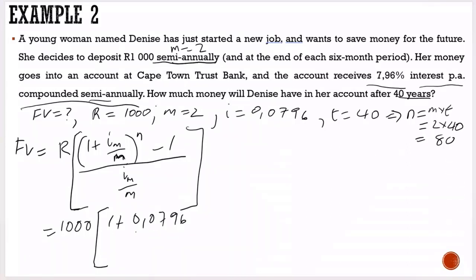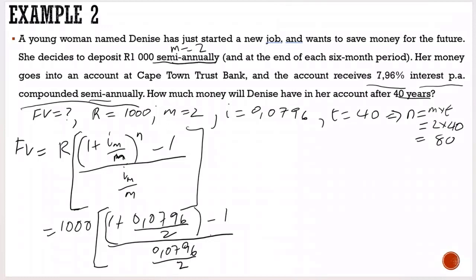So this is divided by semi-annually. We know what is 2, right? So we are going to have 2 into minus 1. You divide. Your i is 0.0796 divided by 2, right? Then that's it. Okay, so this is going to be to the power of 8, right? This, yes. That is your n.